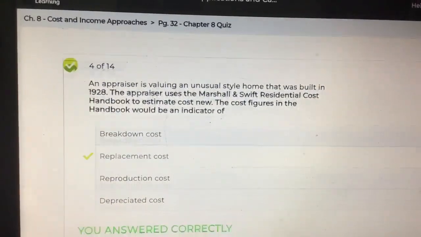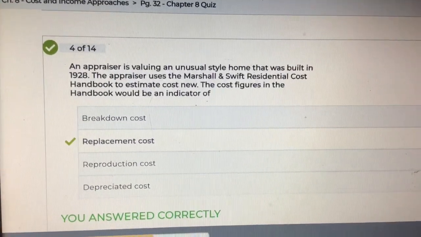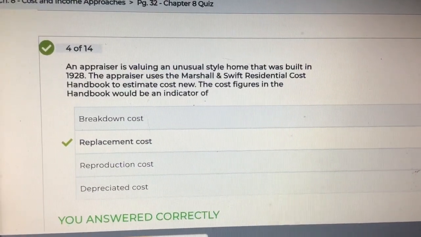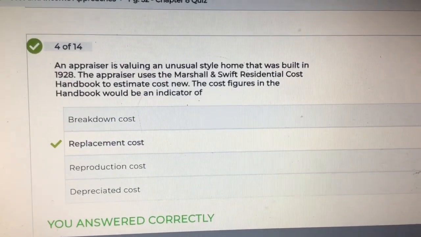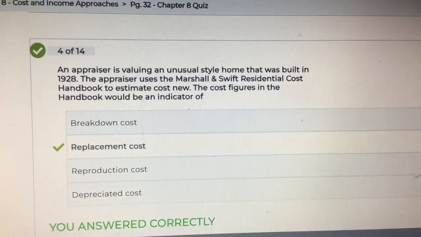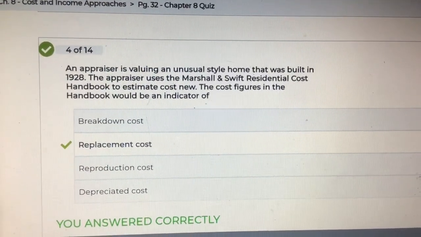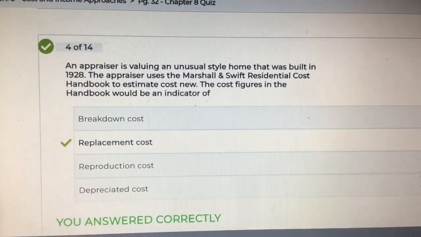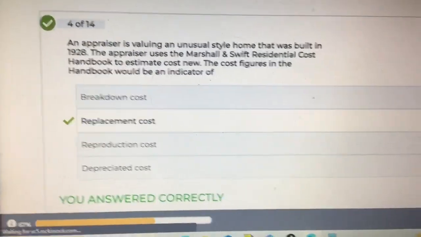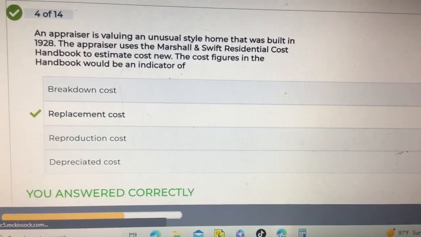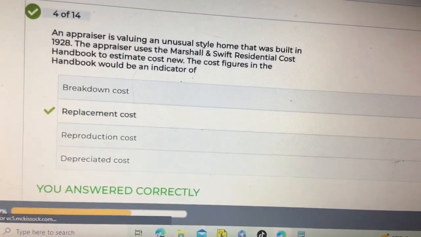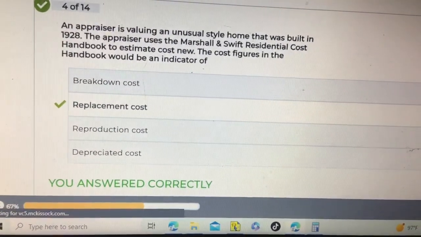Number 4, an appraiser is valuing an unusual style home that was built in 1928. The appraiser uses the Marshall & Swift Residential Cost Handbook to estimate cost new. The cost figures in the handbook would be an indicator of, you said, replacement cost. And that was correct. So try to remember that. That's a good takeaway.